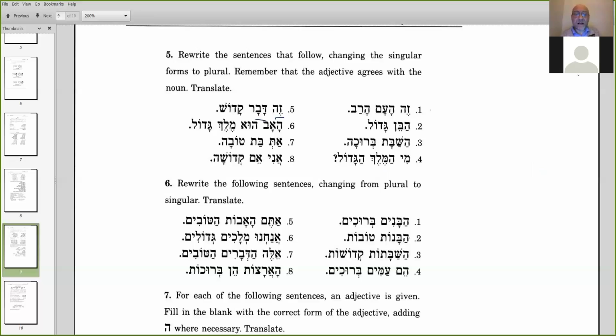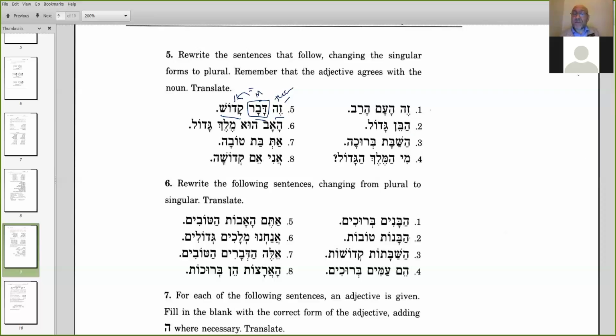Ze davar kadosh. This is the set apart word. Okay? We need to make this say these are the set apart words. So kadosh has to change to kadoshim because that's masculine and plural, because we're talking about davar. That's how we get the masculinity. The davar is masculine, so it's going to filter onto our adjective, kadosh, right? And it has to equal.